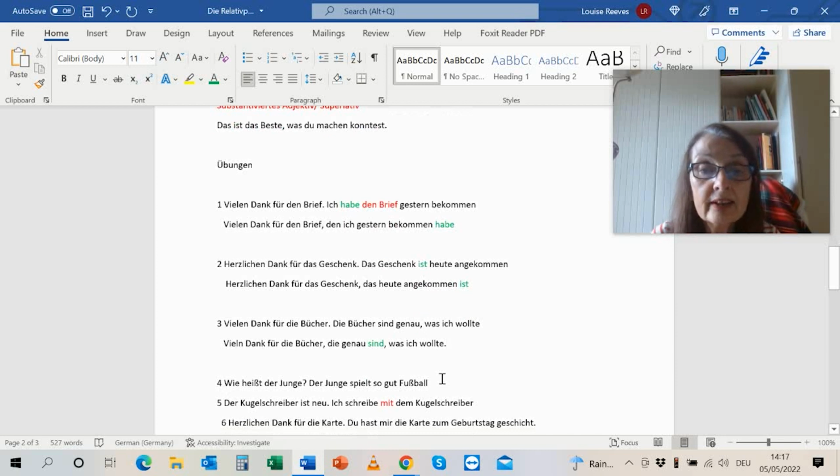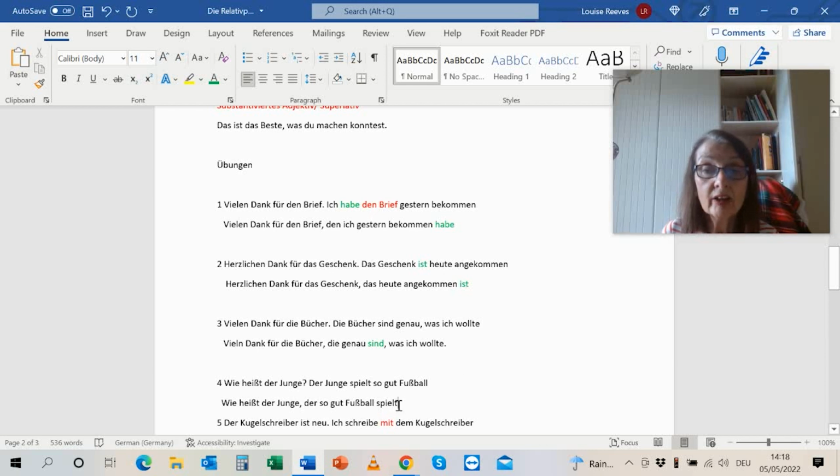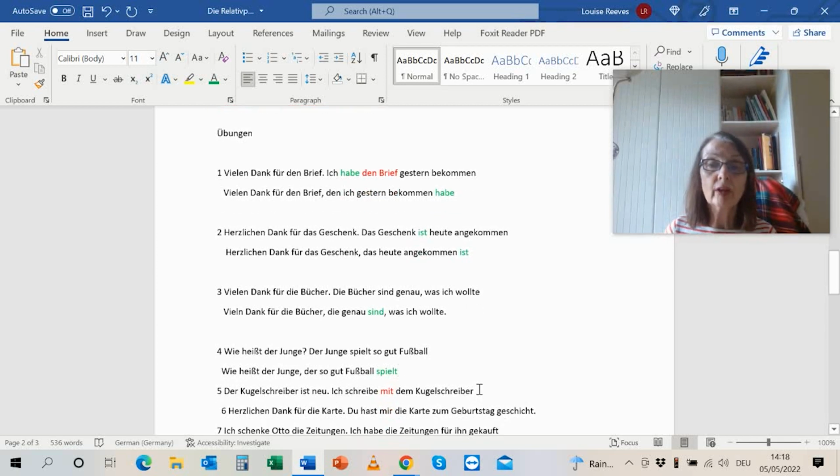Wie heißt der Junge? Der Junge spielt so gut Fußball. So then it's der spielt. We're going to again have a nominative. So that's easy enough. So, wie heißt der Junge, der, that's my relative, so gut Fußball, and then my verb at the end, which I'm going to put in green. Have I got my three things? I have my comma, yes. Have I got my relative? Yes. Have I got my verb at the end? Yes. Okay, on to the next.